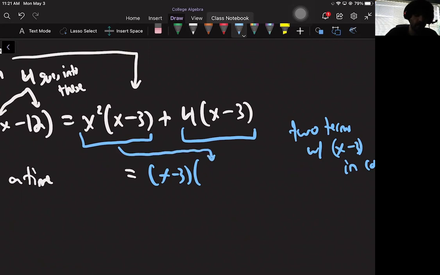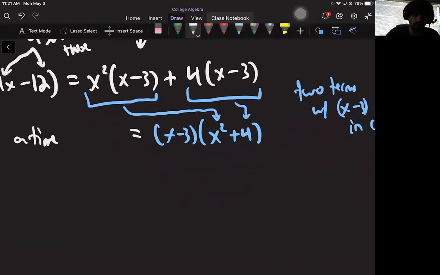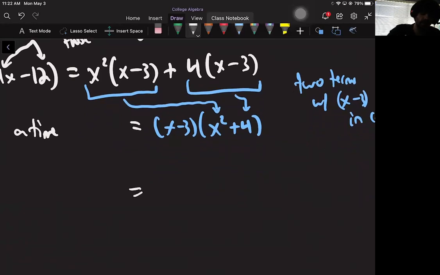Well, just an x squared, because I divided out the x minus 3, so just the x squared is left. And what's left from here? Well, I divided out the x minus 3, so all that's left is that 4. And so now we've factored this. We factored out x minus 3. And what was left was x squared plus 4.